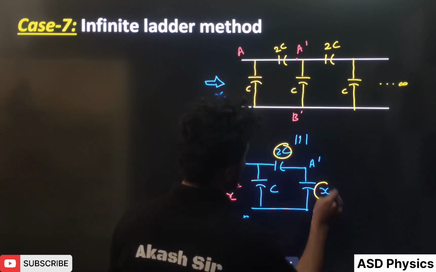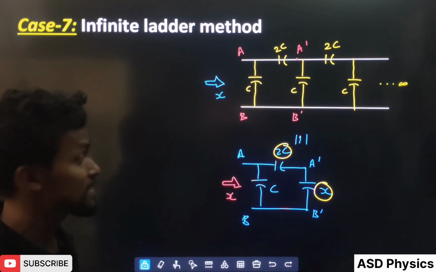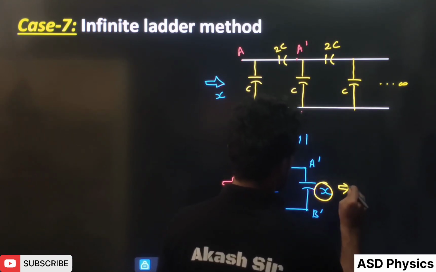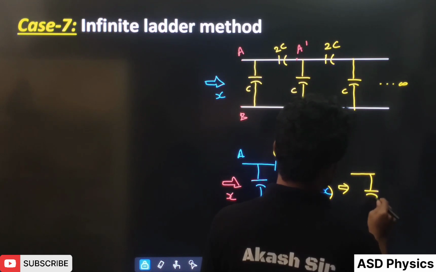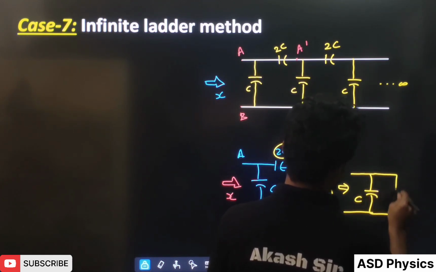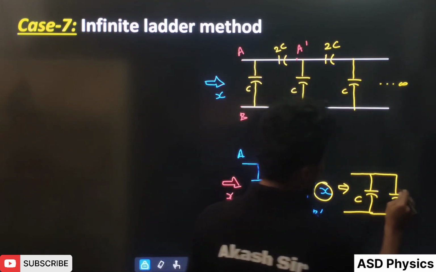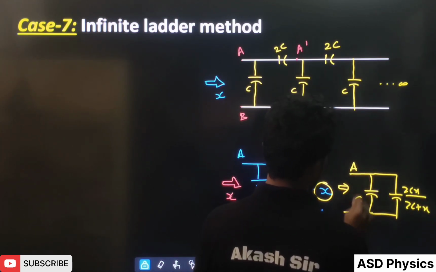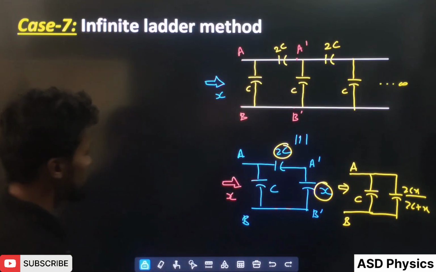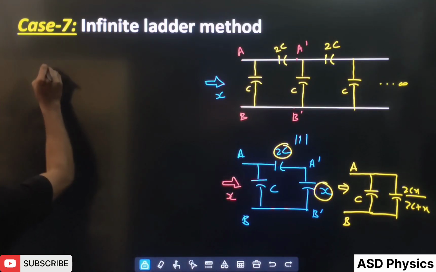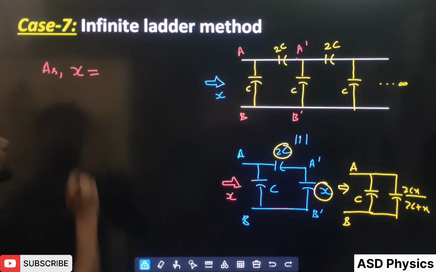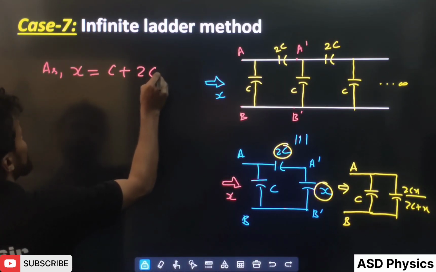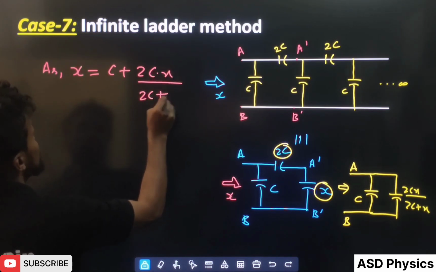Now you can see very well what we can tell. This 2C and this X are connected in series. When they are connected in series, it is C1 C2 by C1 plus C2. So if I draw one more diagram, it will be like this. This is C, and here it will become 2cx by 2c plus x, and here A and B is there. Now students, we can write the equivalent x equal to C, and this and this are connected in parallel, so C plus 2cx by 2c plus x.